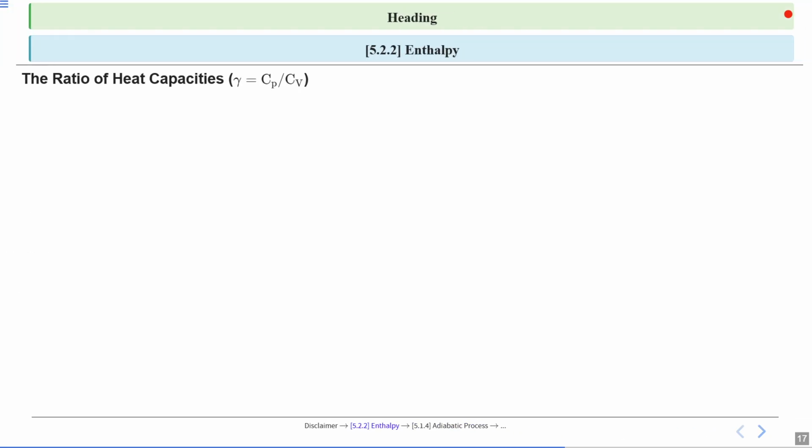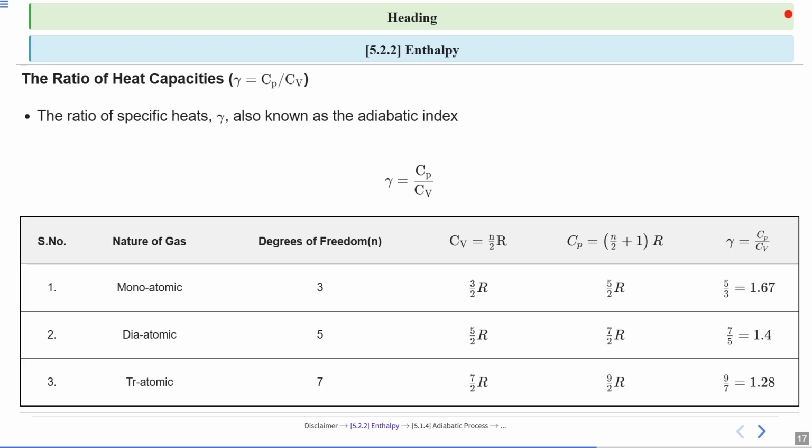Now we will move on to an extra topic that I told you about at the start, and that extra topic is related to gamma. What is gamma? It is the ratio of Cp and Cv. Very simple. The ratio of the specific heats is known as the adiabatic index, and it is given by the value Cp by Cv. Now the important part is related to the calculation of Cp and Cv for different kinds of molecules.